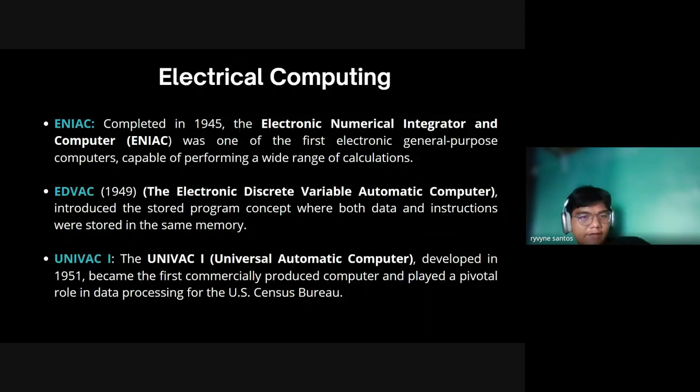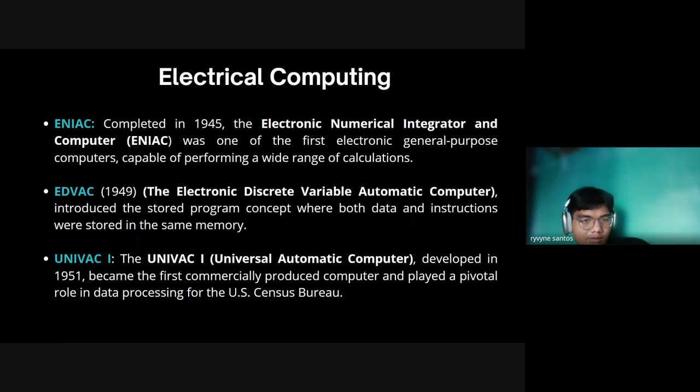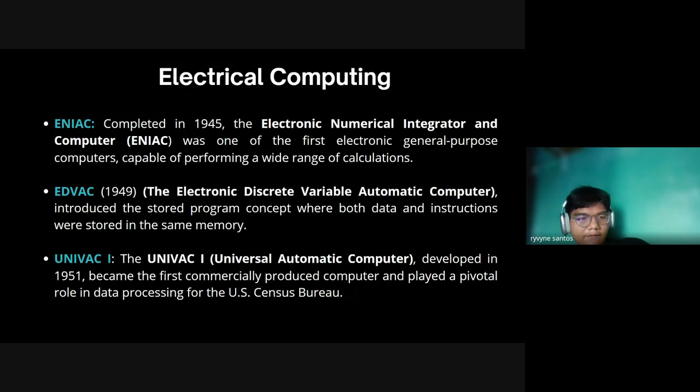ENIAC, completed in 1945. The Electronic Numerical Integrator and Computer was one of the first electronic general purpose computers capable of performing a wide range of calculations. EDVAC. In 1949, the Electronic Discrete Variable Automatic Computer introduced the stored program concept where both data and instructions were stored in the same memory. UNIVAC 1. The UNIVAC 1, Universal Automatic Computer, developed in 1951, became the first commercially produced computer and played a pivotal role in data processing for the U.S. Census Bureau.